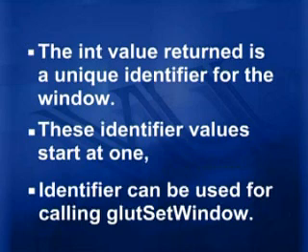The integer value returned is a unique identifier for the window. So when you create the window, what you get in return is an identifier, a unique number, which identifies that particular window. We can have multiple of those. That is why these identifiers are important. The identifier values typically start at 1. So when we create the first window, it would be assigned an identifier value of 1. The second one will get the value 2, and so on and so forth. The identifier can be used for calling glutSetWindow.